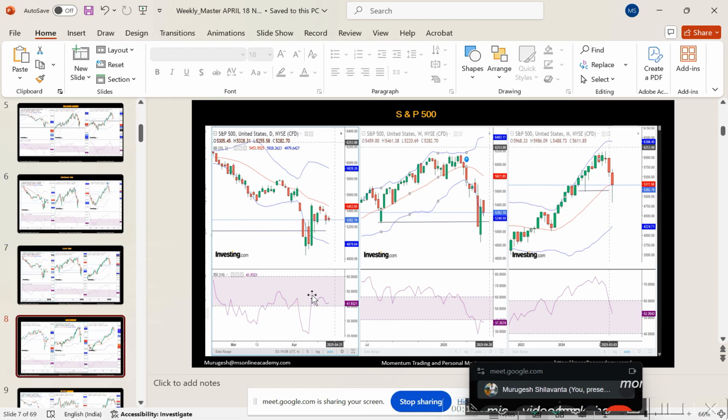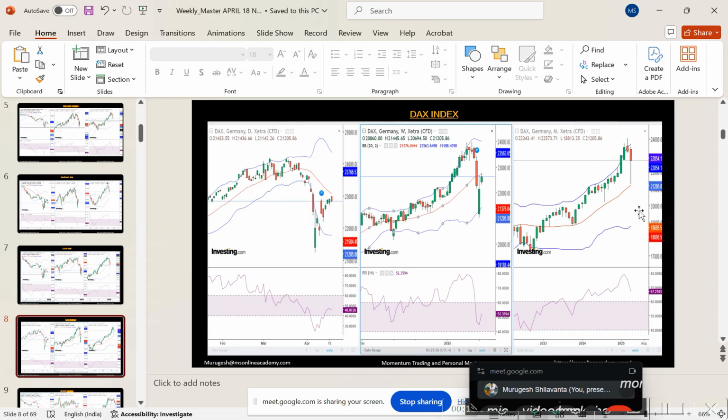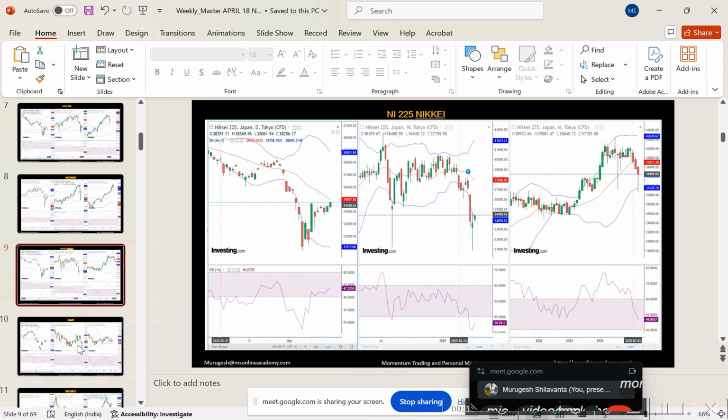Okay, let's see the German DAX. Look at this, how it has taken support at the middle band, the 20 moving average. So I always share with you that the middle band is kind of a Lakshman Rekha. It is not so easy to break down that 20 moving average. You can see the first time it took support here, after that one more time here, and recently it took support here. Okay, it's the German market.